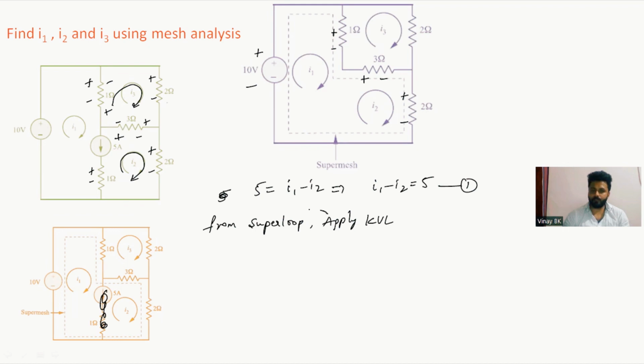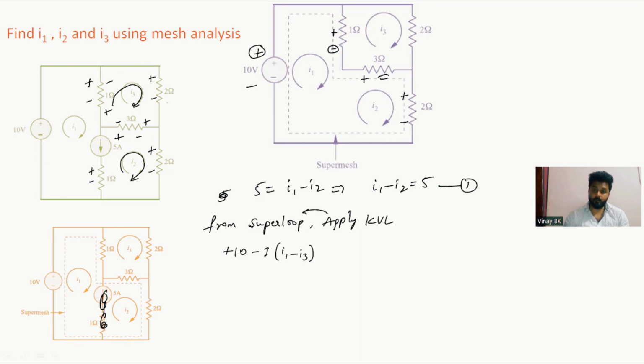Apply KVL to the super loop now. I can write, I'll mark the second polarity, that is plus 10. In some of the textbooks they use the first polarity. Here I am using the second polarity, and minus, see the direction, minus 1 into I1 minus I3, because both are in opposite directions and the reference loop is 1 now.